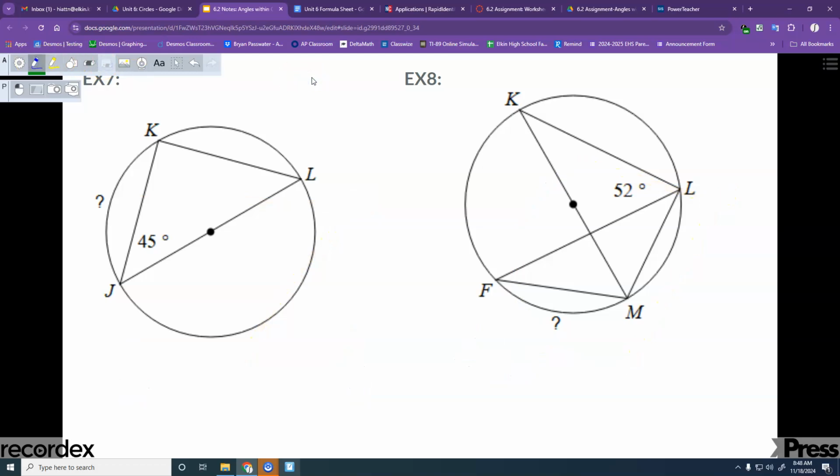All right, for 7, they give us this angle right here. And they give us 45, but they're not asking us for arc KL. They're asking us for arc KJ. Is this the intercepted arc? It is not. The intercepted arc is KL. It's this one over here. How would we find arc KL?